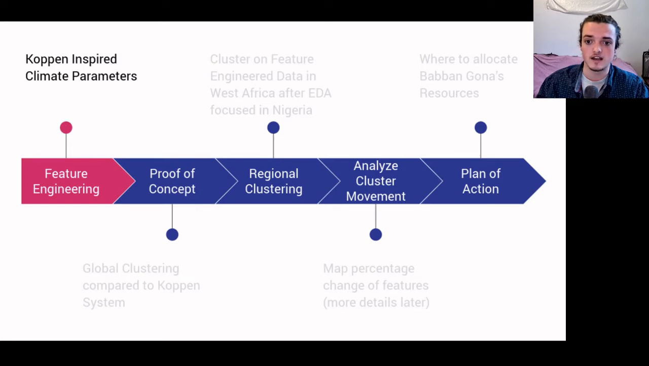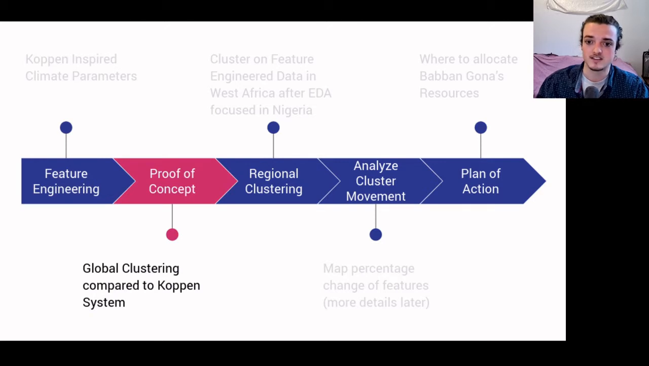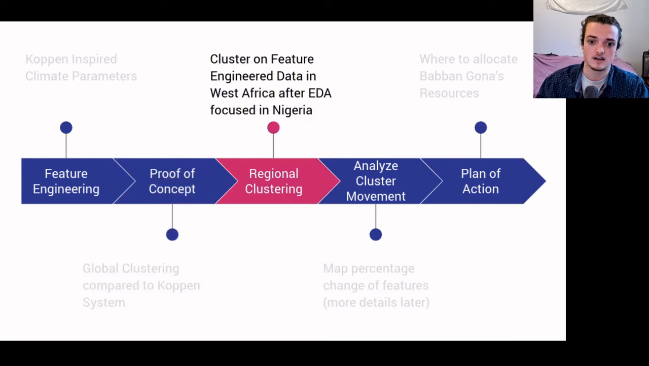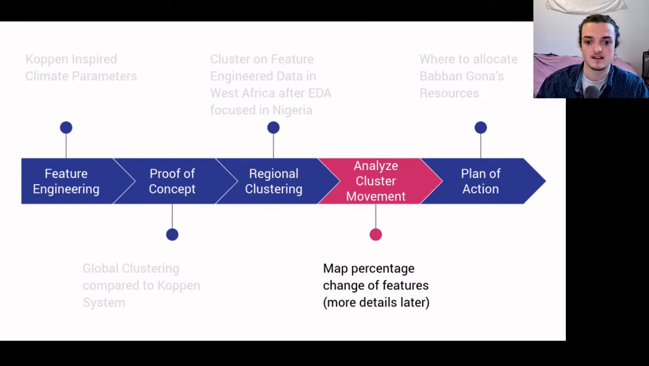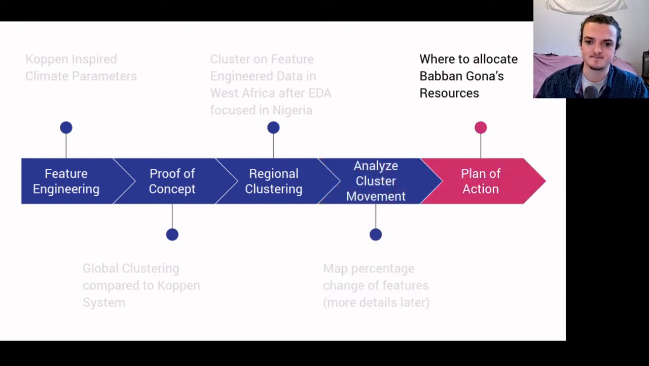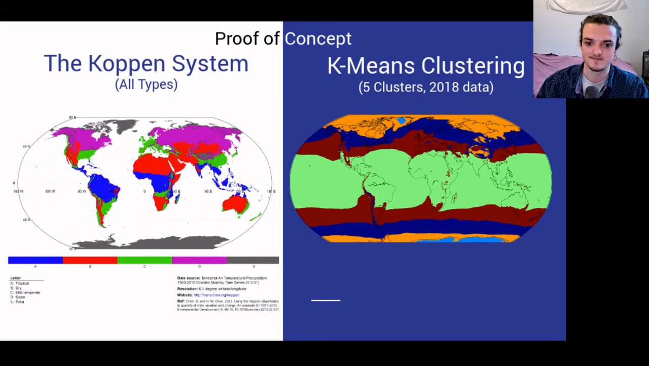First, I engineered features based off of the Koppen climate system, which is a standard system for assigning zone membership. After a proof of concept by clustering on global Koppen features, I clustered on the regional features of West Africa, and then analyzed the cluster movement by mapping the percentage change of these features. Finally, I developed a plan of action as to where to allocate Bootcamp Gona's resources.